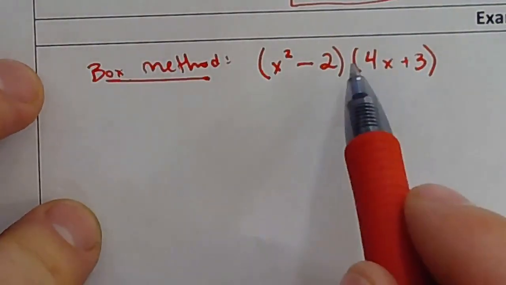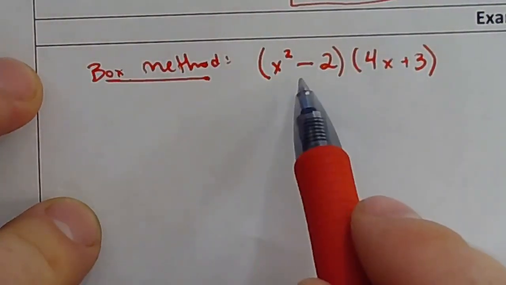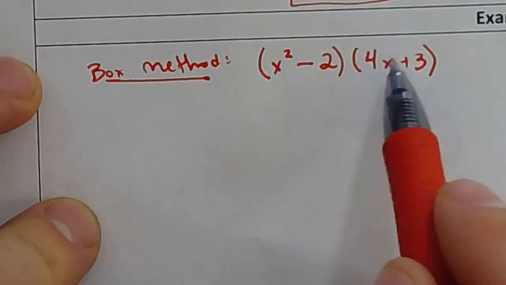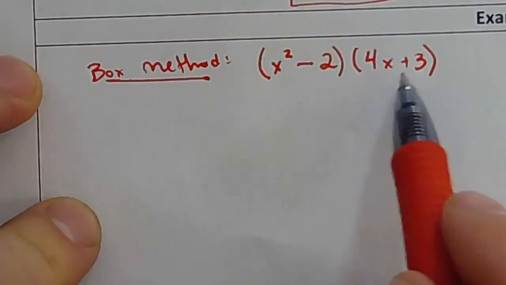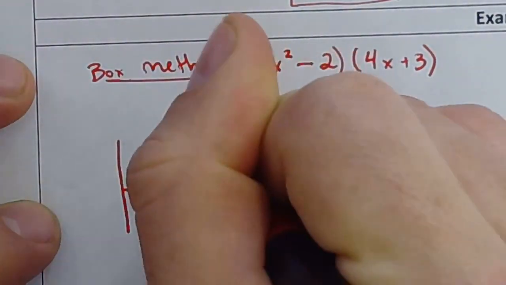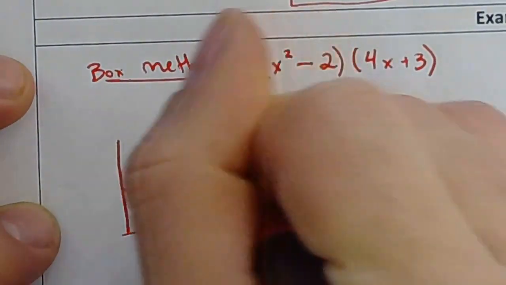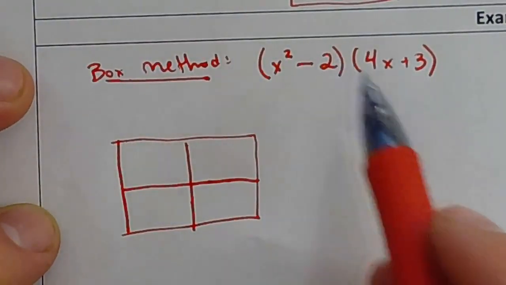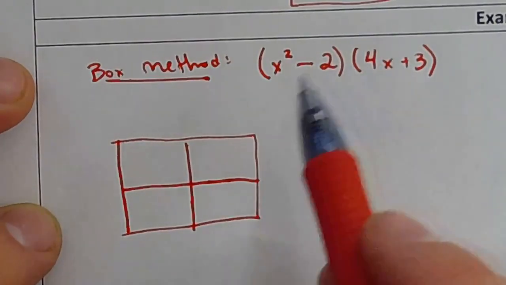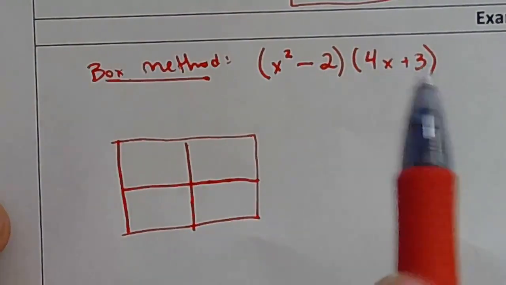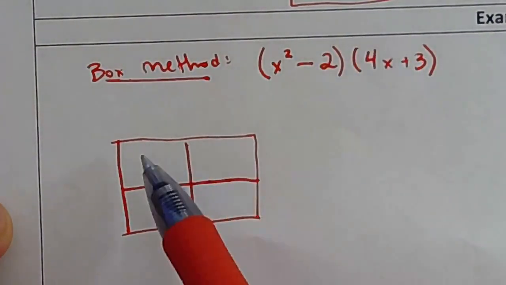Let's try the box method for example 4. This is example 4 where we have x squared minus 2 times 4x plus 3. This is another binomial times a binomial. So 2 rows, 2 columns, just like everything else we've done on this lesson. So box method, x to the power of 2 minus 2. We're multiplying here, so we don't need to fill in any placeholder zeros like when we added or subtracted. Let's just go straight to multiplying using the box method.